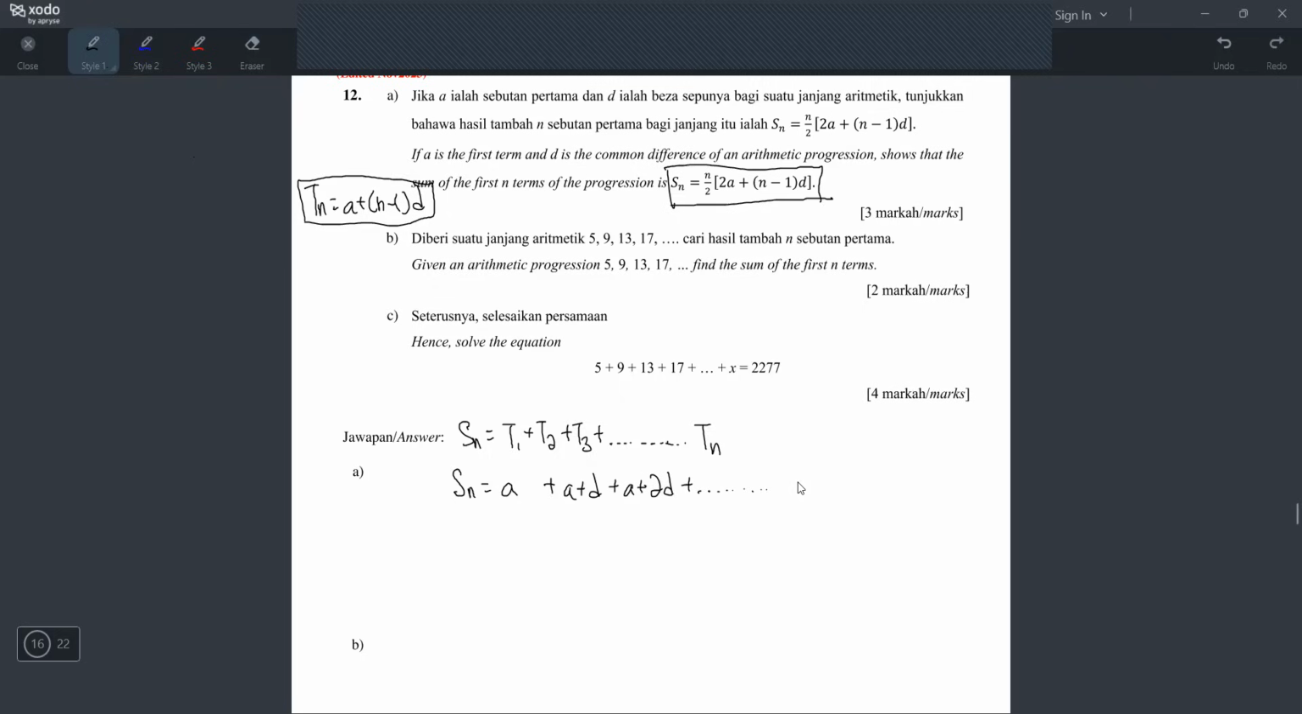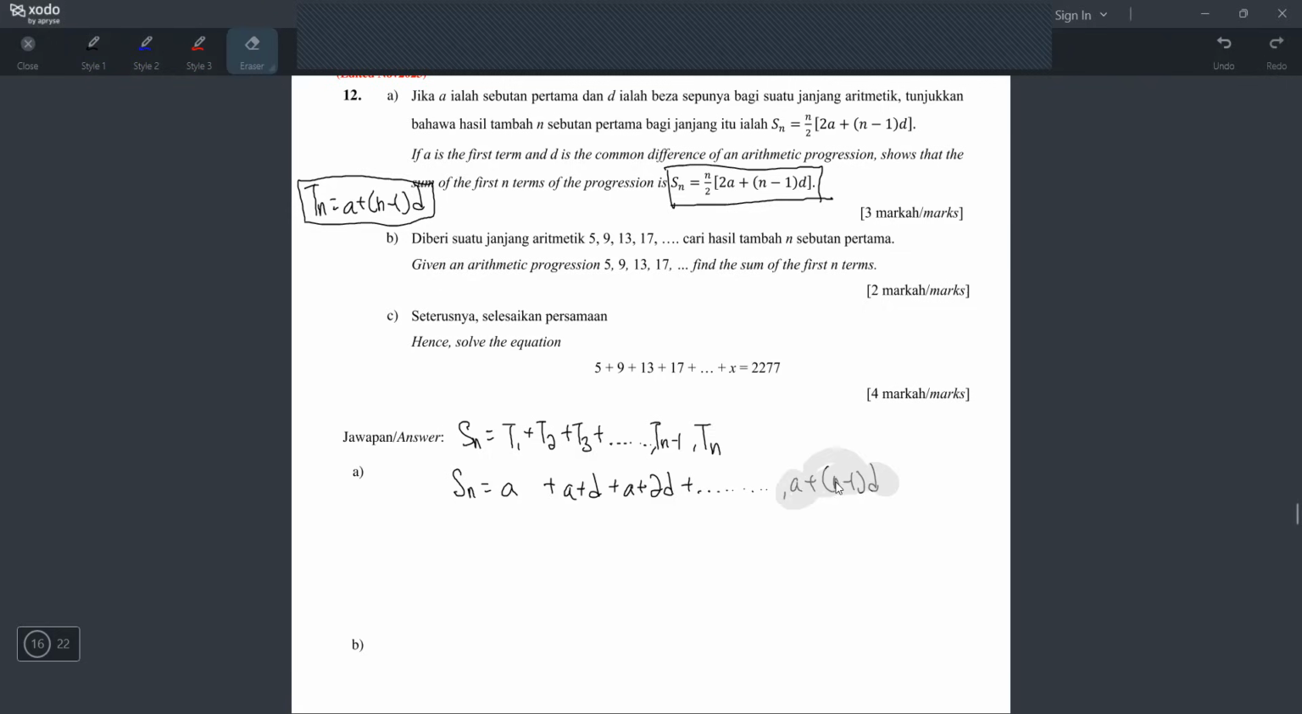And the Tn, we call it what? A plus n minus 1d, because the Tn formula is already written here. Okay, but I want to ask you, what is the term before Tn? It will be Tn minus 1, right? So what would be the Tn minus 1 formula?